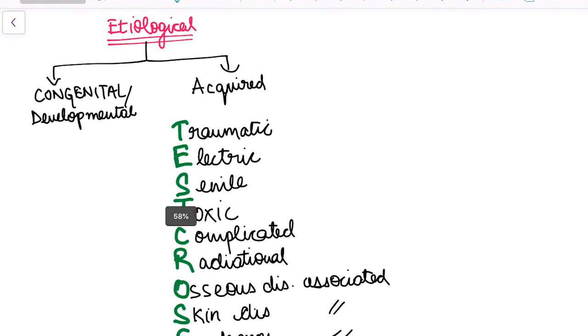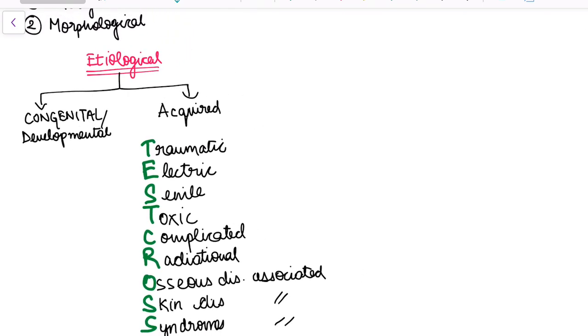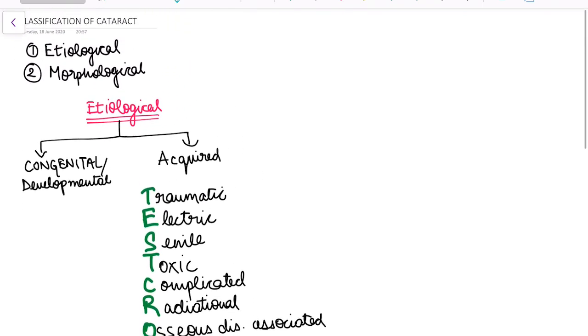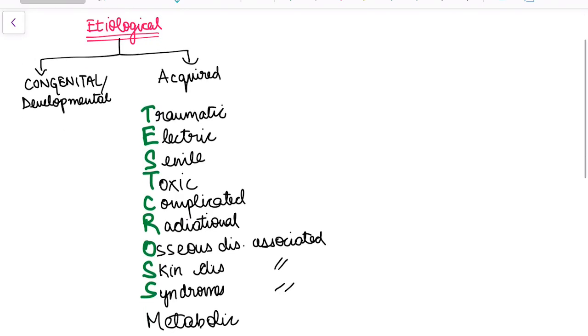So here we have the basic classification. There were two types of classification, etiological and morphological. And in the etiological we have congenital and acquired. In the acquired we have test cross. By this mnemonic you can easily remember the different cataracts.